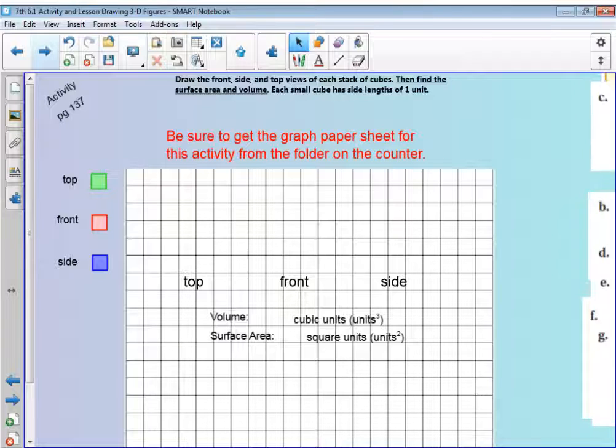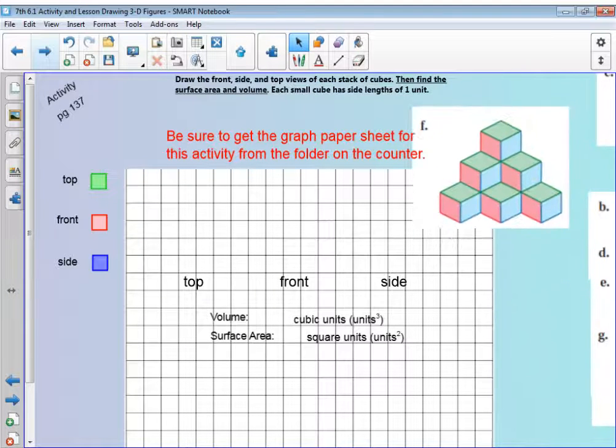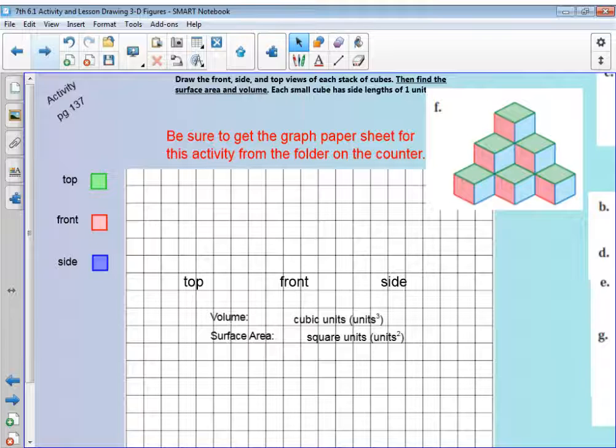Okay, so let's go ahead and try another one. Let's do letter F. This one's kind of complex. Once again, the color coding makes it very nice on this. It makes it pretty easy to see.